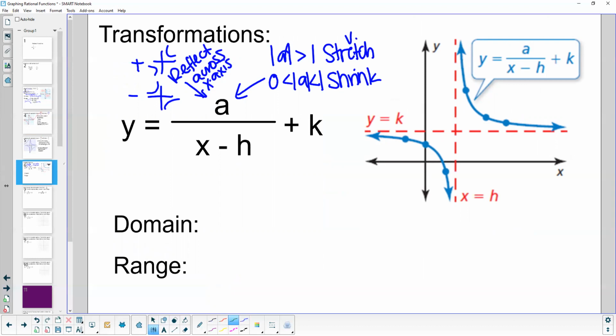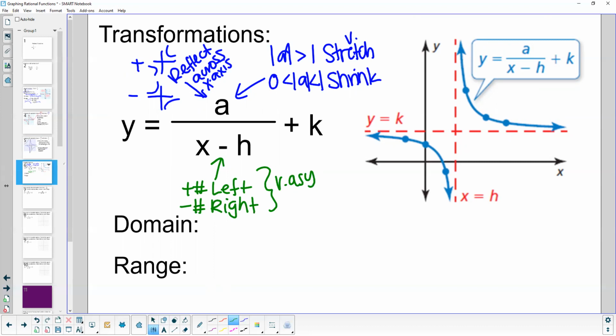Now we have 2 other pieces here. We have our h and our k. Now our x minus h, you'll start learning with functions, always controls our left and right shift. So when we see plus a number, that means we are shifting to the left. When we see minus a number, we are shifting to the right. Okay, what this h also ends up telling us is our vertical asymptote.